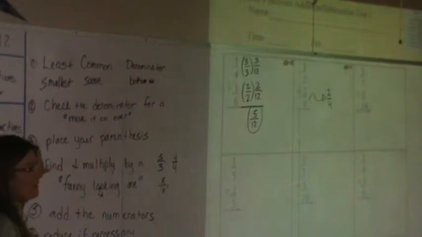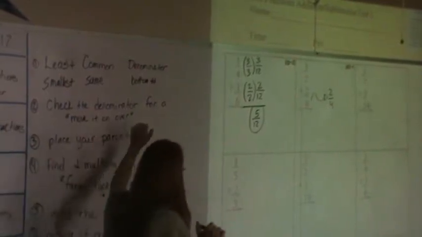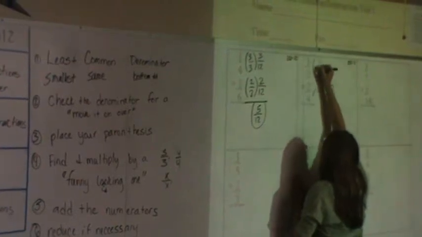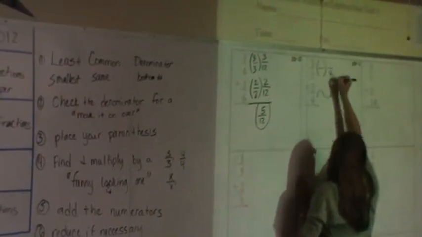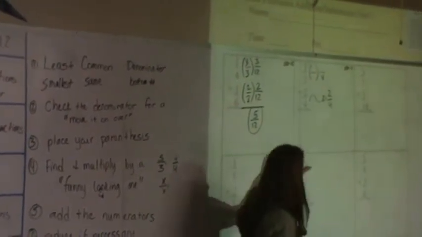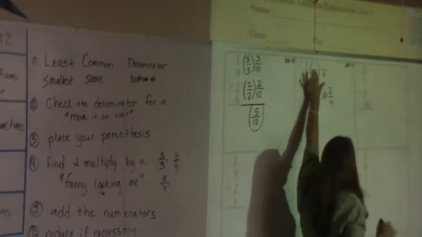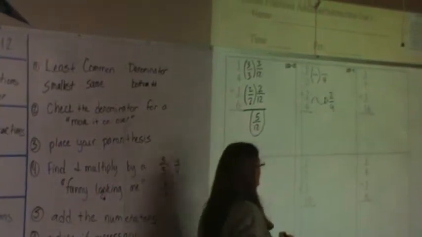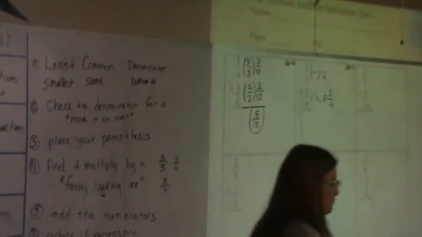What's step number 3? Place your parentheses. So for parentheses, we're going to go parenthesis, fraction bar, 4. Okay, say it with me. Parentheses, fraction bar, 4. We're going to put that denominator that we want down there so that we know what we're trying to get when we multiply. We all have that down?